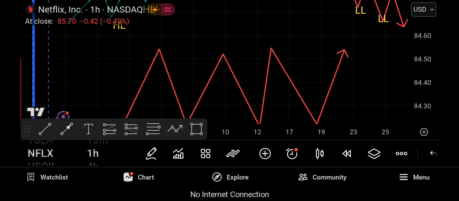That's how the market moves. The market moves upward, downward, sideways. Go and master it.